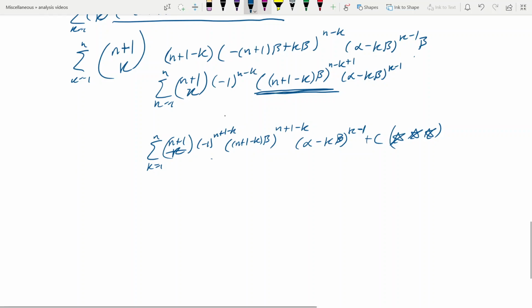Okay, so now, if we compare these two sums, you'll notice that they're almost exactly identical, with the exception of these powers here. And so they differ by a single factor of negative 1. And so when you add those two together, they're going to perfectly cancel.